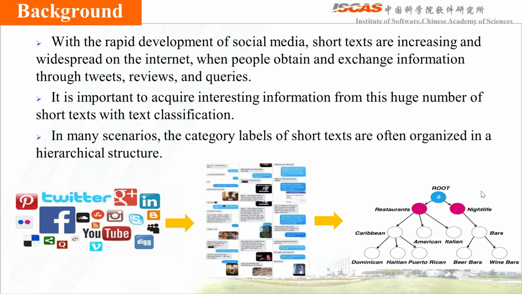With the rapid development of social media, short texts are increasing and widespread on the internet. In social media like Twitter and Facebook, people obtain and exchange information through tweets, reviews, and queries. It is crucial to acquire important and interesting information from this huge number of short texts with text classification. And in many scenarios, the category labels of short texts are often organized in a hierarchical structure.